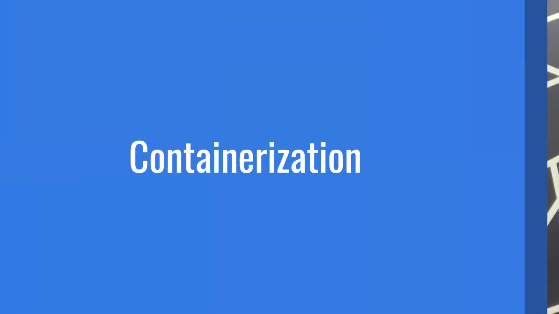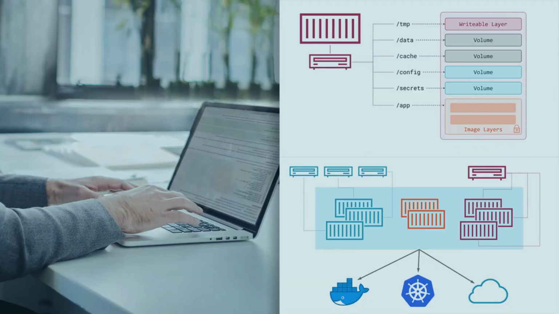Number four is containerization. Containerization plays an important role in modern DevOps and every company is using containers to deploy their application. And that is where Python plays an important role. A DevOps engineer can use Python to work with different containerization tools like Docker, Kubernetes, and OpenShift.